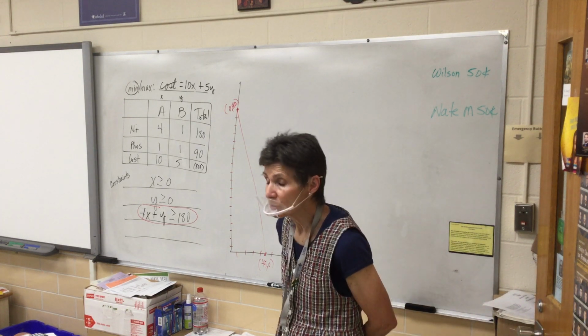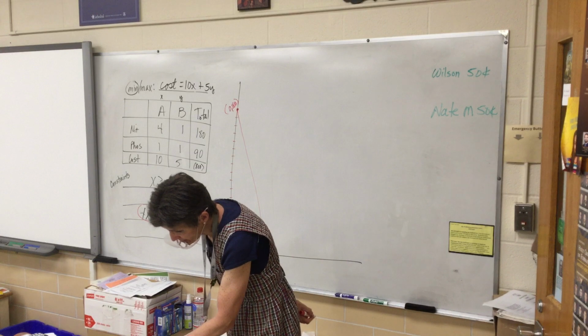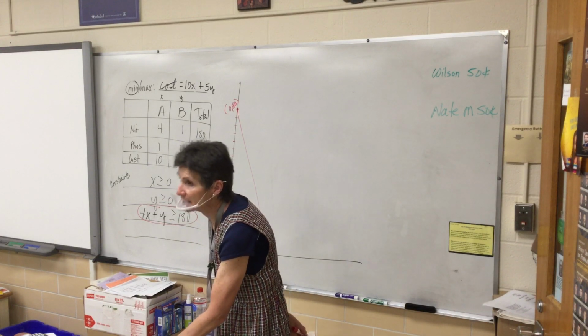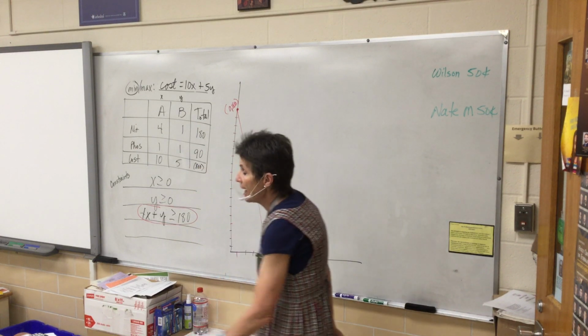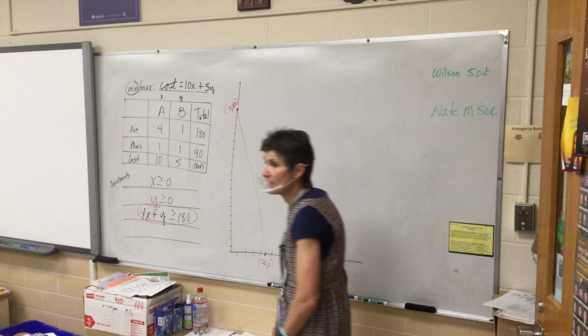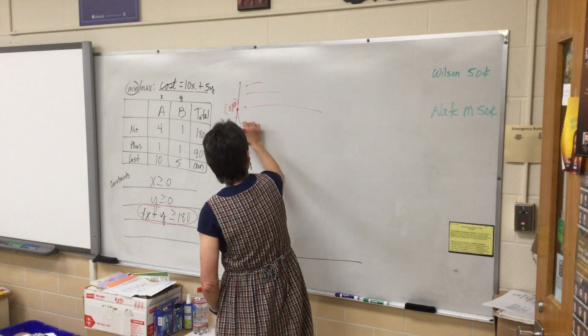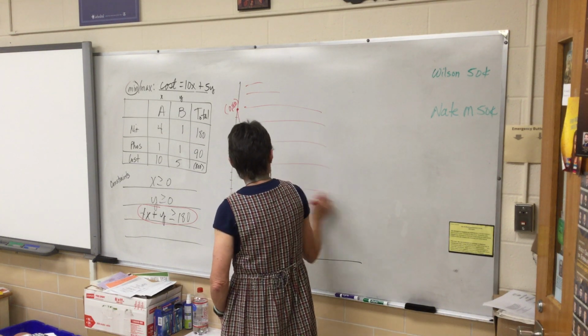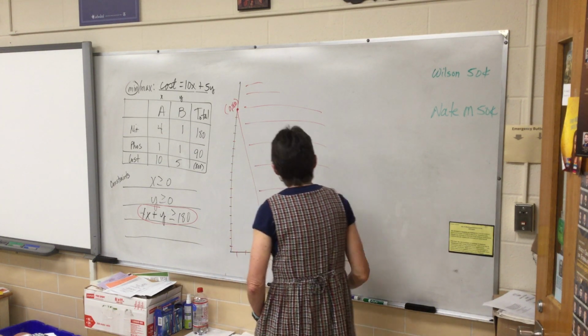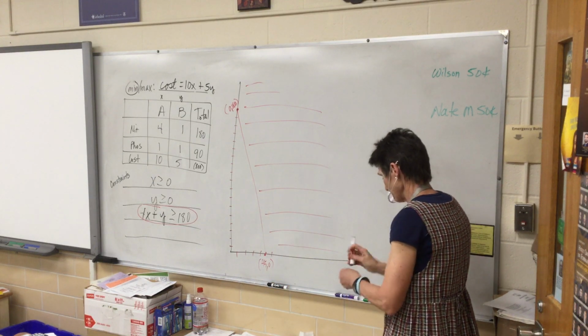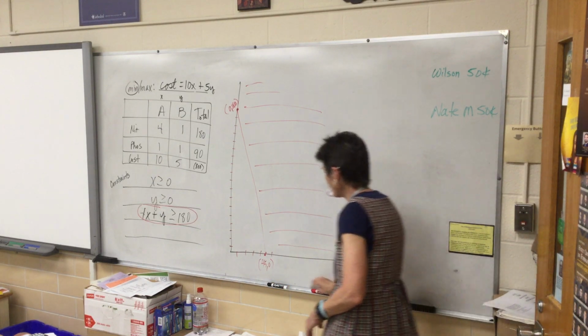And we knew it was greater than because the words in the problem say at least 180. At least 180 means greater than or equal to. All right, so I'm going to shade out here. All right, so all that's shaded so far. Okay, let's get another constraint.